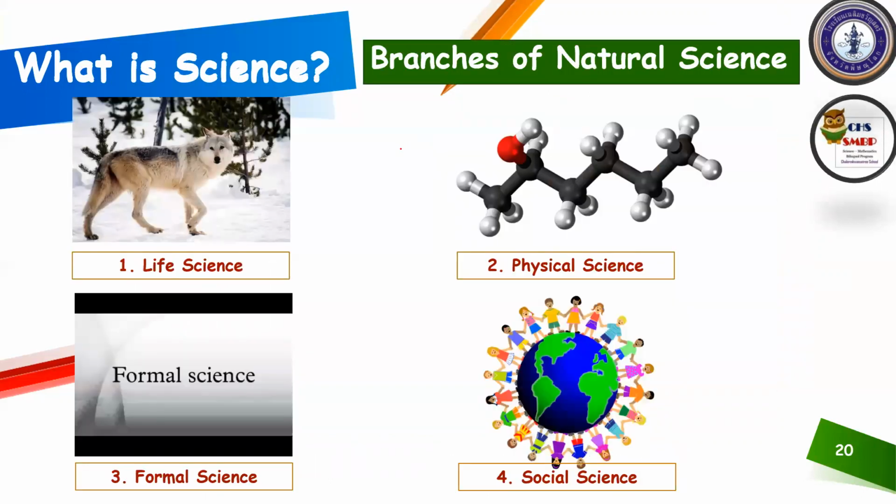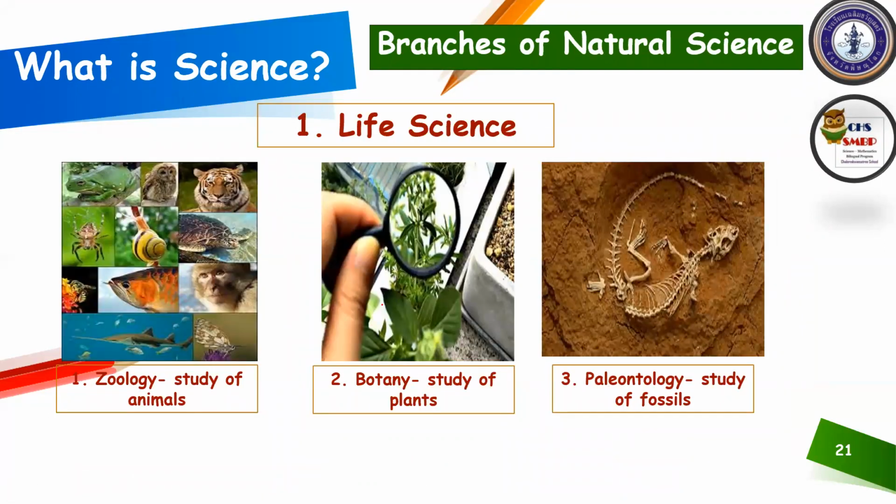Now, I would like to discuss the branches of natural sciences. As you see, natural sciences are divided into four main parts. Number one, life science. Number two, physical science. Then you see formal science, and then you see social science. Now, I would like to discuss them in brief detail. Life science has three main branches. Number one, zoology, study of animals; botany, study of plants; and paleontology, study of fossils.